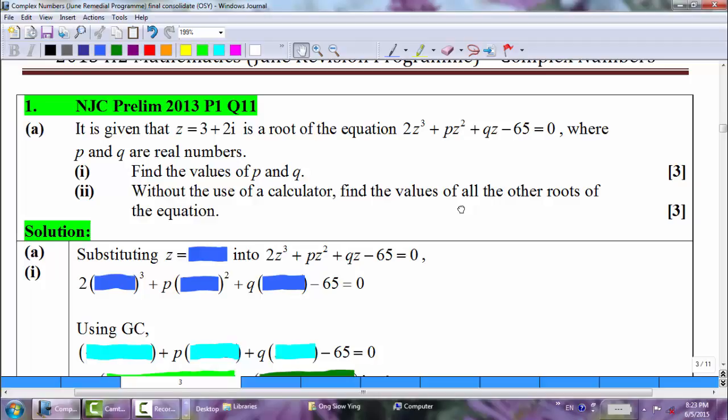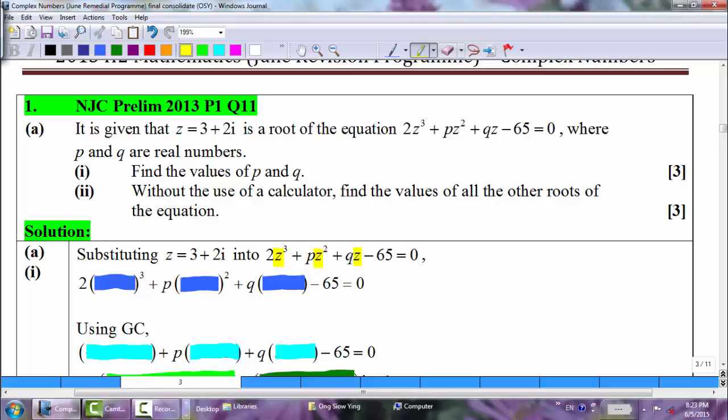And the basic idea here is actually the same. Now, given a root, but the root is a complex root, and given a cubic equation, how are you going to find the P and Q? Well, applying the same idea, we could just substitute the value of Z into the equation, and it must satisfy the equation since it is the root of the equation. In this case, the root of the equation is 3 plus 2i, which means whenever you see Z, you simply replace Z by 3 plus 2i.